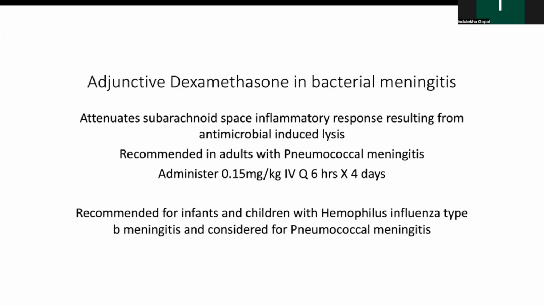The use of dexamethasone in bacterial meningitis. What it does is it attenuates the subarachnoid space inflammatory response resulting from antimicrobial-induced lysis. The recommended dosing for pneumococcal meningitis is 0.15 milligram per kilogram IV every 6 hours for 4 days. It's also recommended for infants and children with H. influenzae type B meningitis, and there is a consideration for pneumococcal meningitis.